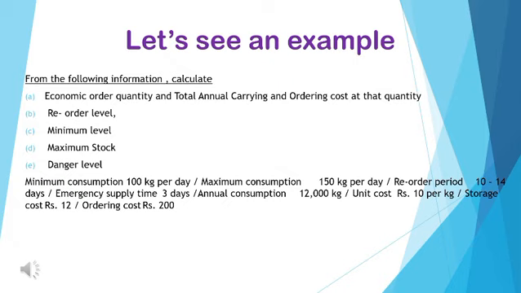From the following information, calculate: first one, economic order quantity and total annual carrying and ordering cost at that quantity. Second one, reorder level. Third one, minimum level. Fourth one, maximum stock. And fifth one, danger level.